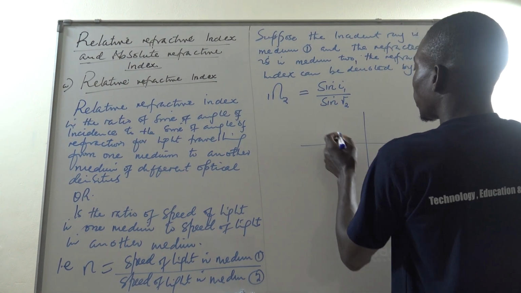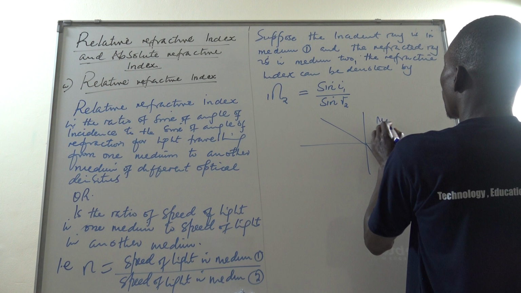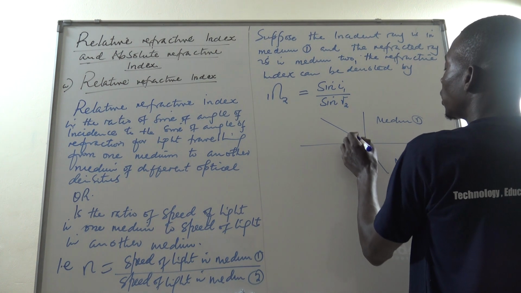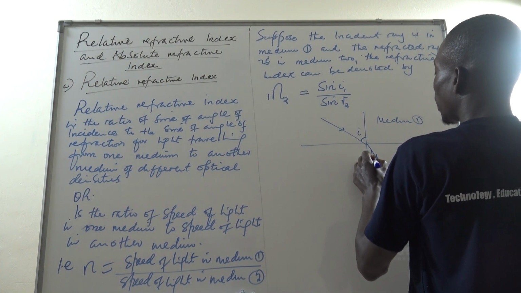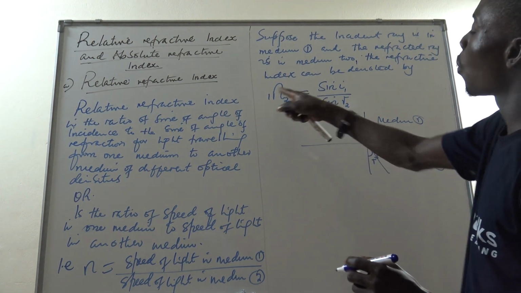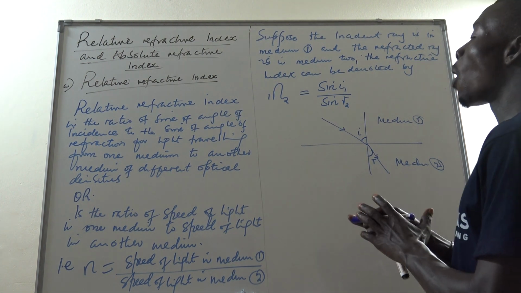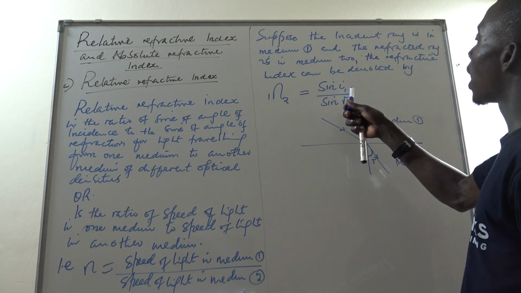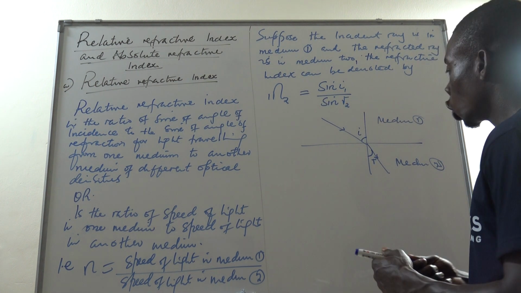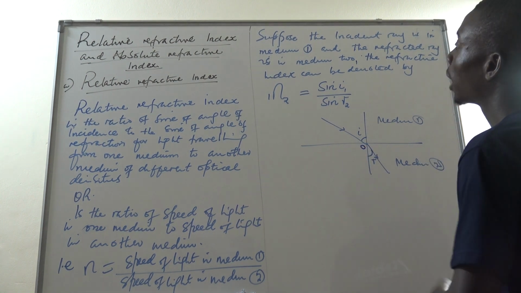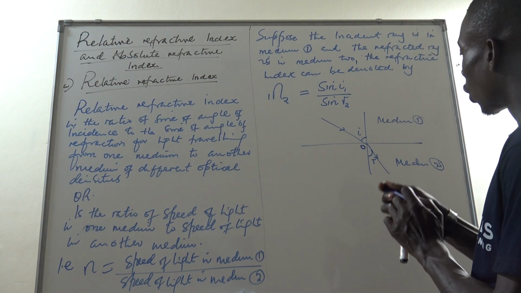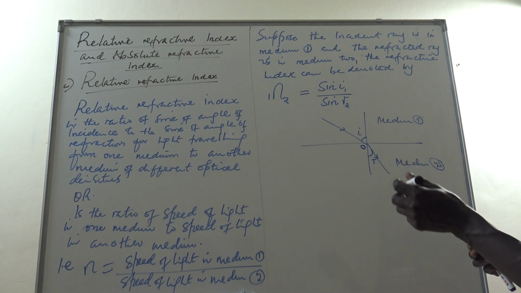So if we have something like this, where this is our medium 1, and this is medium 2, and this is our angle of incidence and angle of refraction. Okay, so we can now say the refractive index of 1 with respect to 2, n 1 to 2, is the same as sine of angle of incidence in medium 1 divided by the sine of angle of refraction in medium 2. That is how it can basically be denoted. So that is about relative refractive index.